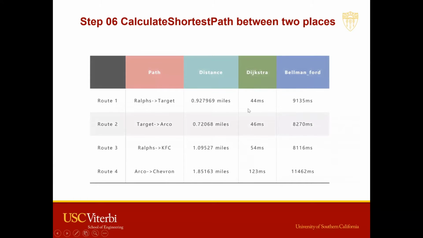As for the runtime comparison of these two algorithms, we can clearly see that Dijkstra runs much faster than Bellman-Ford. But Dijkstra cannot handle negative edges, while Bellman-Ford can report negative cycles and handle negative edges.